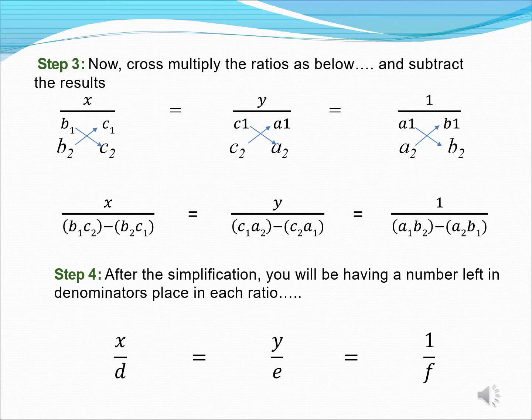After the simplification, you will be having a number left in the denominator's place in each ratio. So you will be having x upon something. After the multiplication and subtraction, the number left, we are assuming here the number is d there. We are assuming e in the y ratio, and we are assuming f in the constant ratio. So after step number 4, you will be having x upon d, y upon e equals 1 upon f.